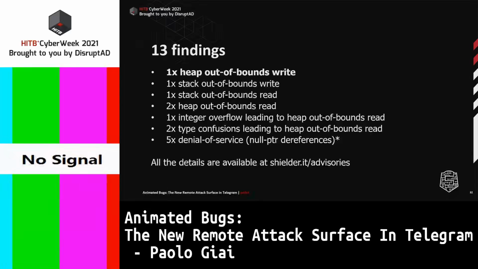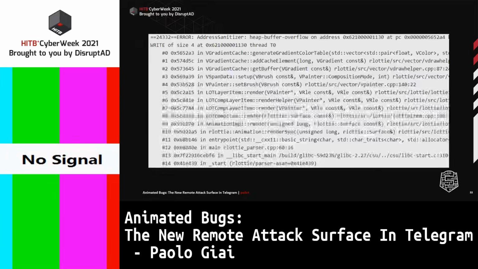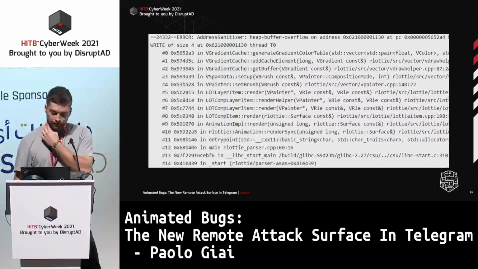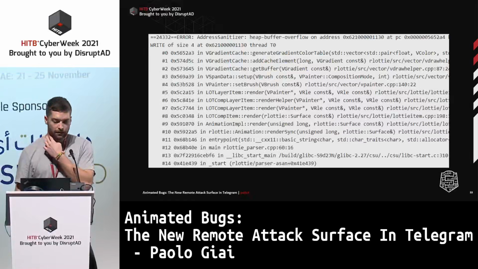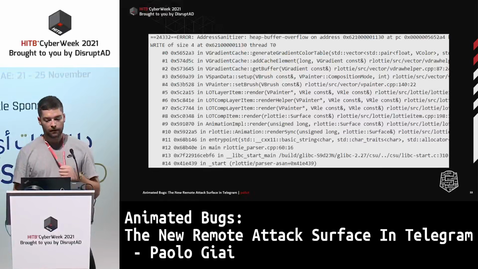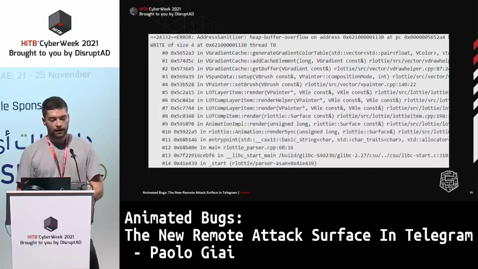This is schilder.it/advisories. And as you can see in bold, there is the IP-based out-of-bounds write, which is what we are going to have a look at today. So let's have a quick look at the AddressSanitizer report for this specific issue. As you can see, we have the type identification by AddressSanitizer, which is a heap-buffer-overflow, a write of 4 bytes. This is the stack trace.